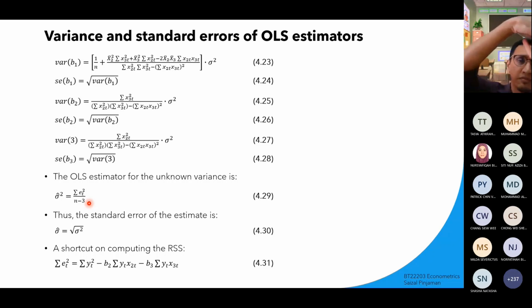In that case, you will have 3 independent or explanatory variables, and of course you have the intercept as well. Of course the standard error of the estimate will be the square root of the variance of the residual. Now, a shortcut in computing the residual sum of squares. This residual sum of squares is important not just in estimating the variance of the residuals, but also in estimating the R squared. So here we have the residual sum of squares equals the sum of squared y minus b2 times sum of y times x2 minus b3 times sum of y times x3.